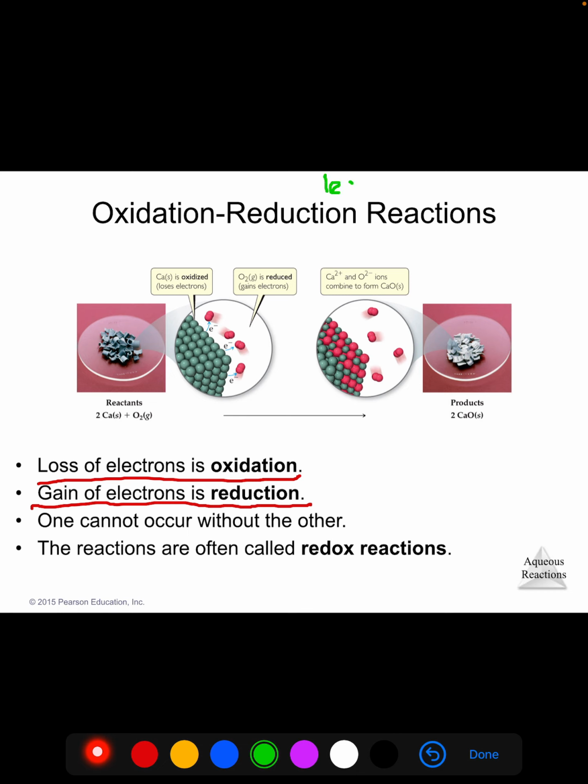I was taught Leo goes grr. And the way this works is, loss of electrons is oxidation, Leo the lion, and he goes grr. Gain of electrons is reduction.